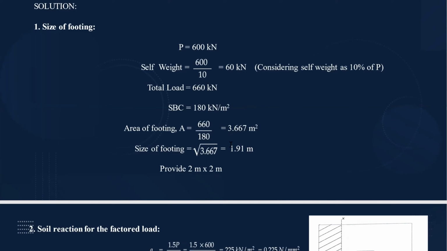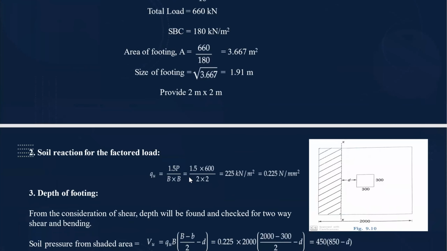And obviously, since it is a square footing, the size of the footing will be the under root of the area, which comes out to be 1.91 m. And as I mentioned earlier, you have to round it off to the higher end of 100 mm. So you have to provide a square footing of 2 meter by 2 meter.